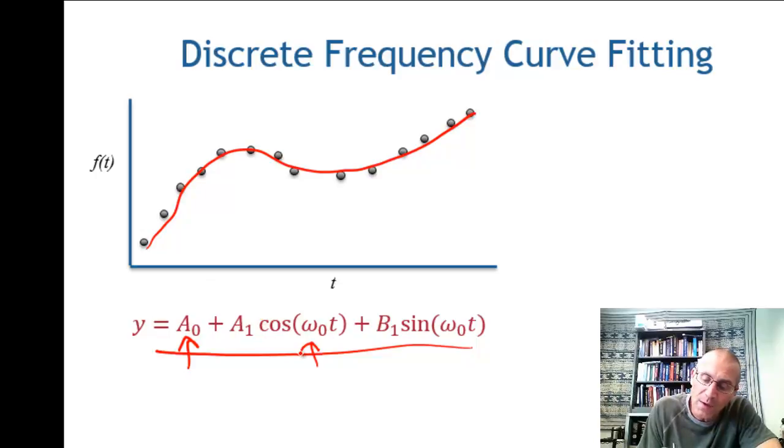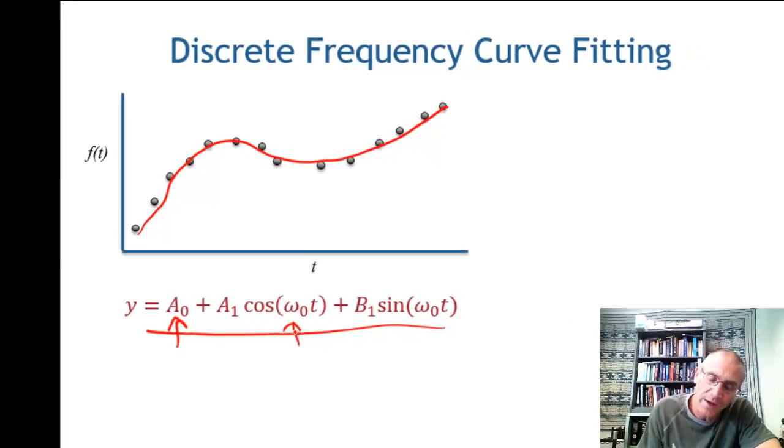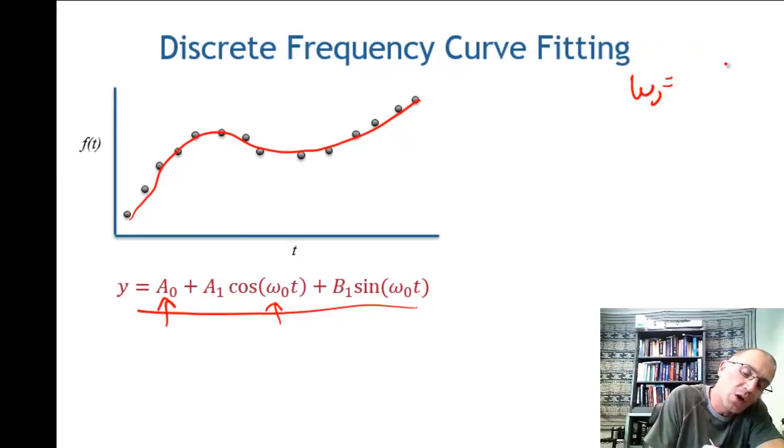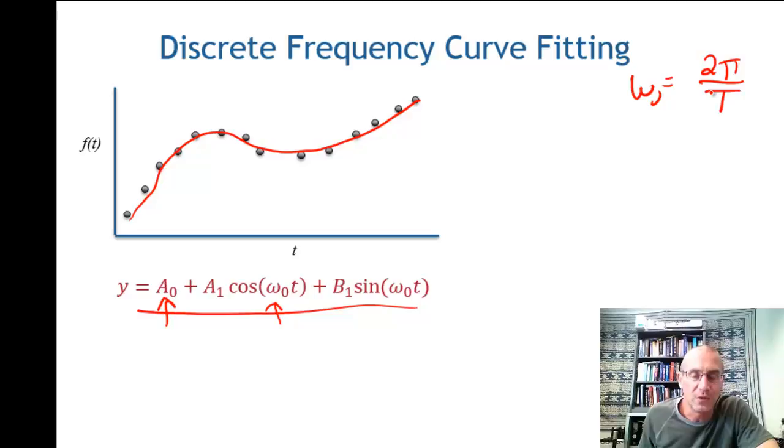And then we've got our fundamental frequency, which is omega naught here. And omega naught, just so you know, is 2 pi over the period, which the book uses the notation T. So I've got my fundamental frequency times time, and then I might have a sine component.